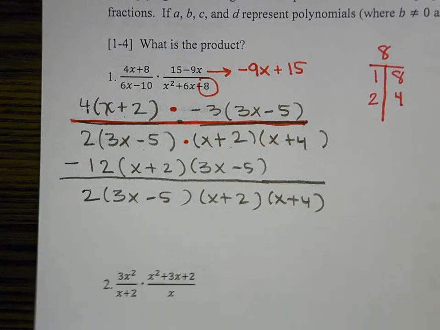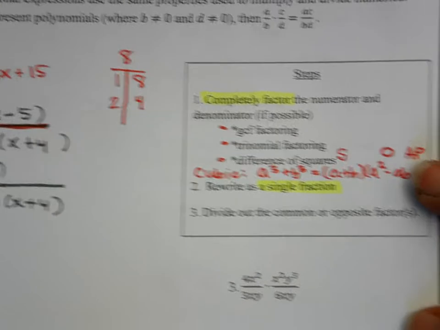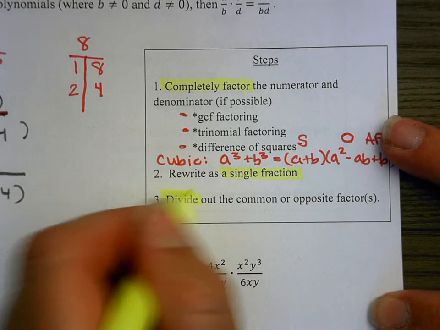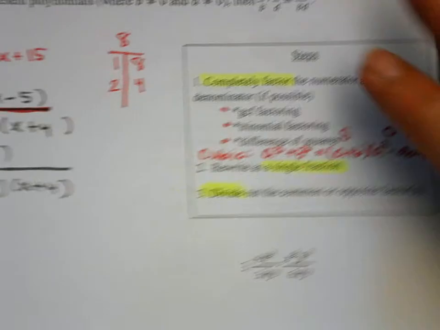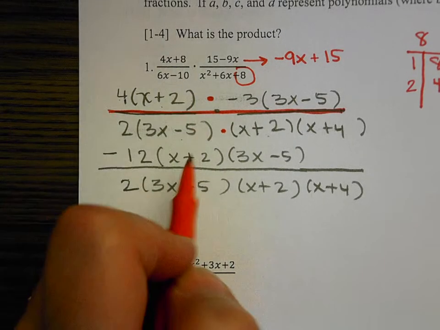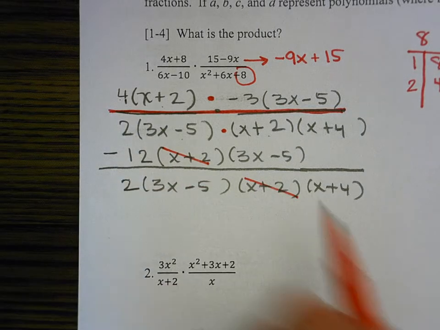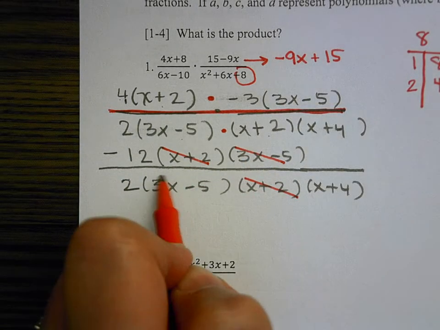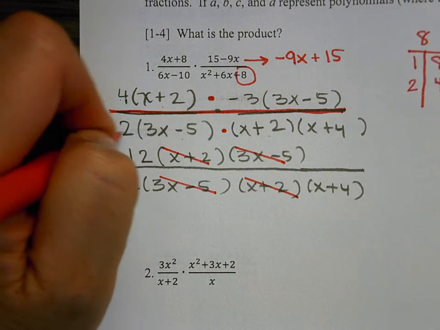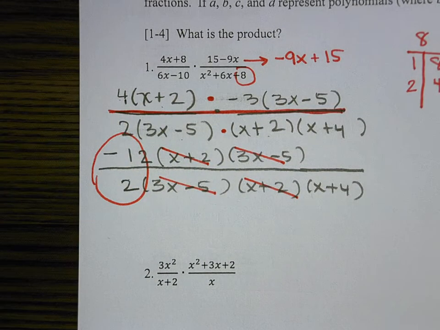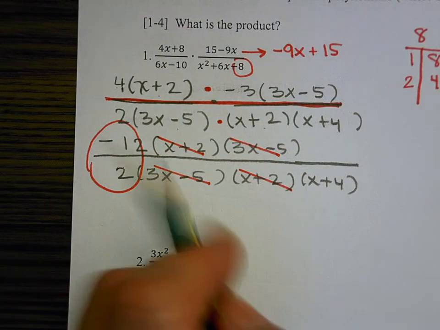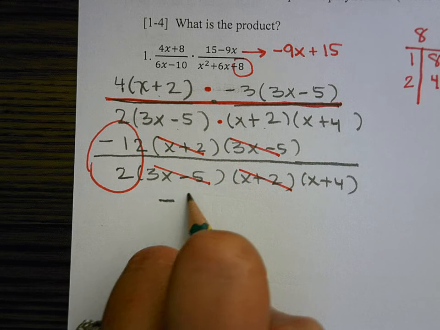And then I want to divide out any factors that are common, right? So dividing out, meaning one from the numerator, one from the denominator. So from here, I can see that I have an x plus 2 common, and I have a 3x minus 5 common. And I also see that I can reduce the negative 12 and 2, right? So negative 12 divided by 2 would just be negative 6, right? So that would be the only thing left in the numerator.